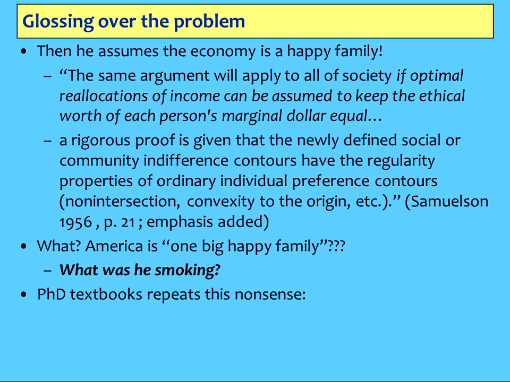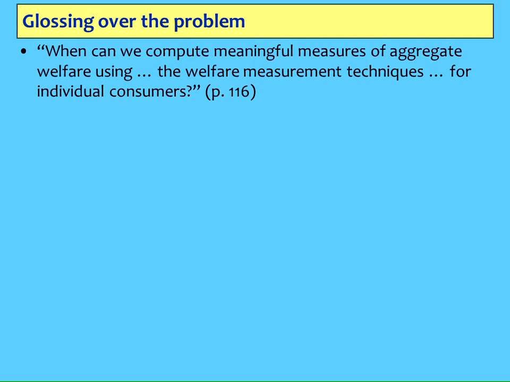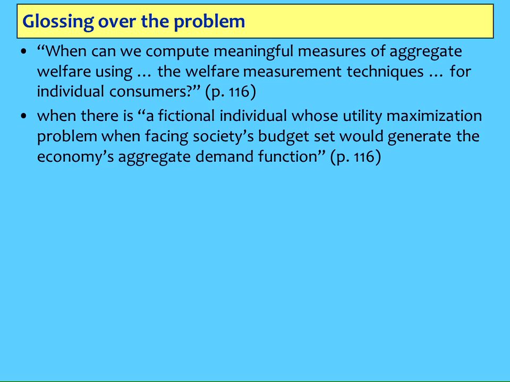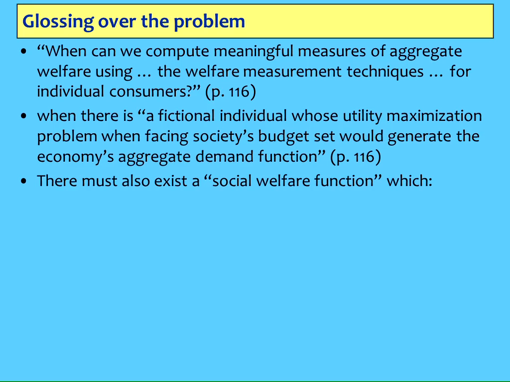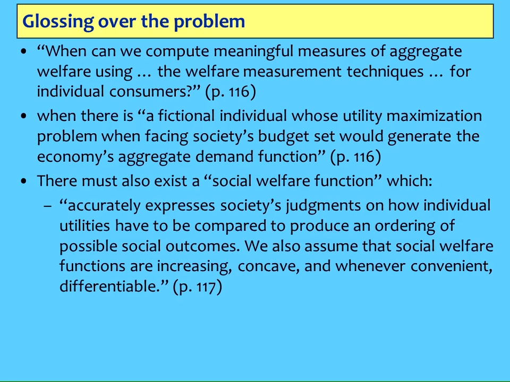And now you're very lucky you're doing an honours degree, because if you're doing a PhD, you'd actually have to read another book, one called Microeconomic Theory by Mas-Colell and friends, who's a Spanish neoclassical economist. And here he's saying the same problem for PhD students. When can we compute meaningful measures using the same techniques we use for individuals? He said, where there's a fictional individual whose problem when facing society's budget set is the same as the entire society's. But he said that's not enough. Not only do you have to generate one individual who represents the whole of society, it actually has to represent the ethical judgments everybody makes in society about everybody else.